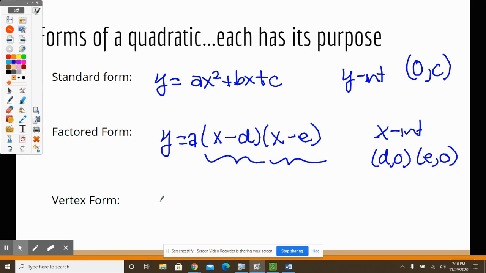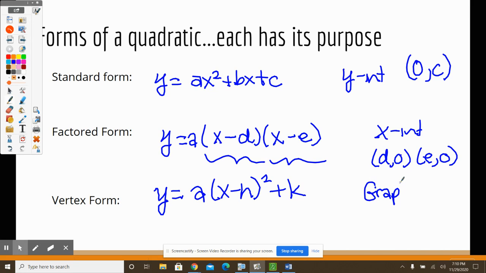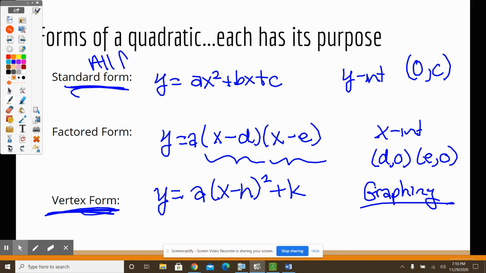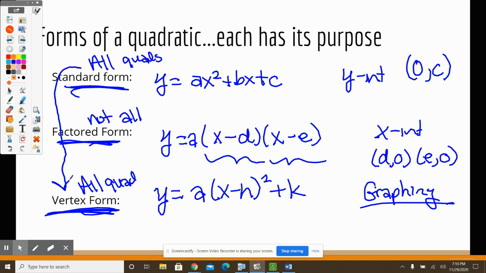Okay, and then the one we're going to talk about today, and you'll need to know this, is a(x minus h) squared plus k. And this is called vertex form. It is definitely great for graphing. The other nice thing is that, like standard form, with vertex form all quadratics can be written this way. But remember, not all quadratics can be factored. And that process of going from standard to vertex is called completing the square.